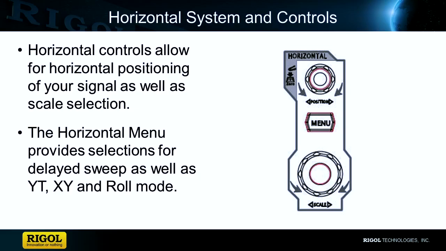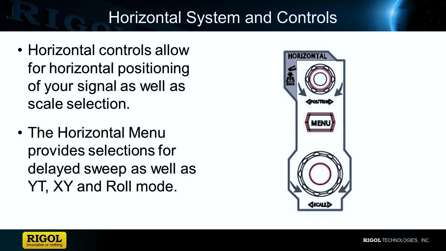Horizontal system and controls. The horizontal controls include a position knob to adjust the horizontal position of your signal. This can be used to best position the area of interest for the signal you have acquired. For example, if you are mostly concerned about events leading up to the trigger, you can use the position knob to move the trigger to the far right of the display.